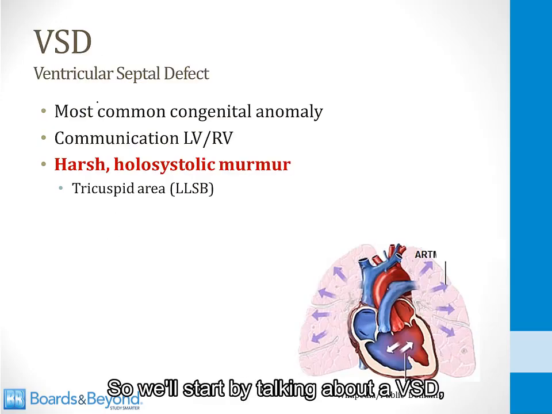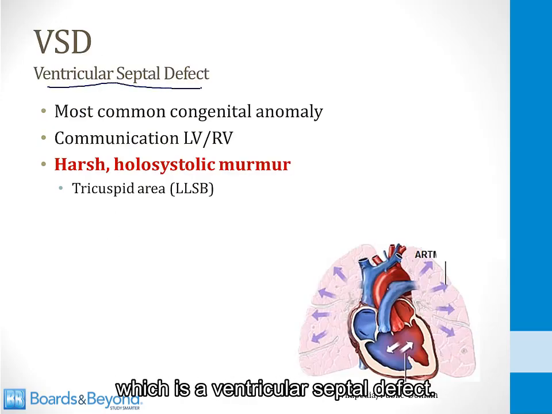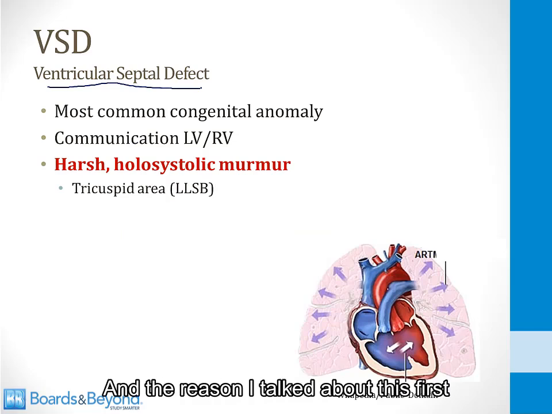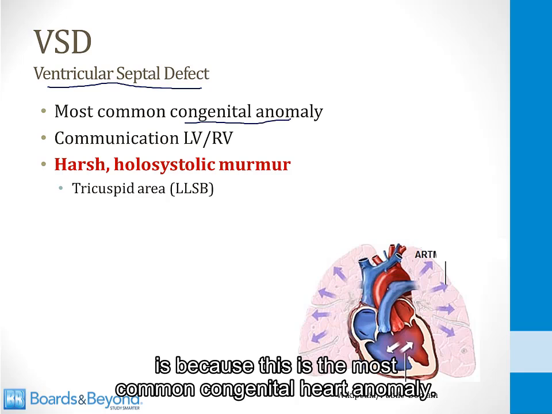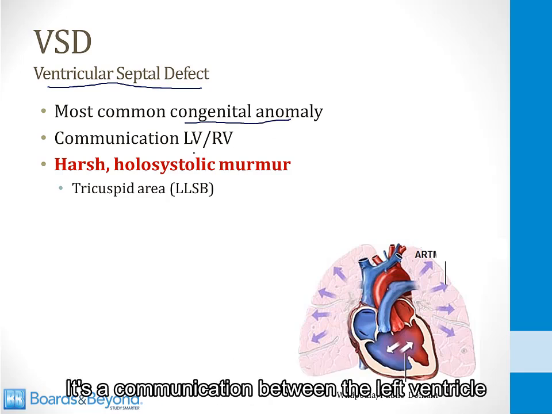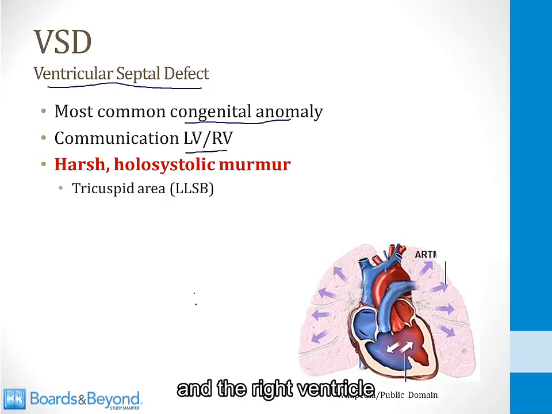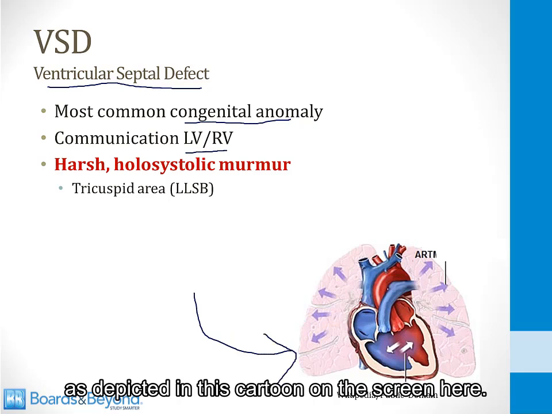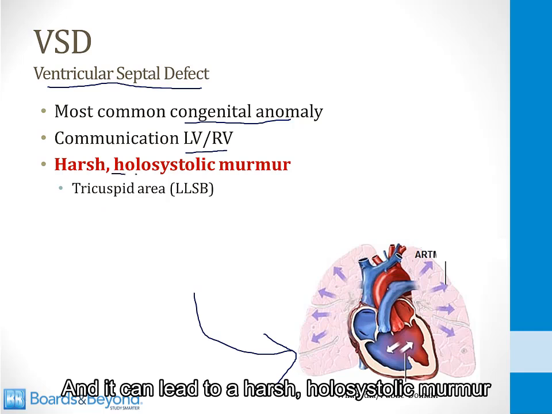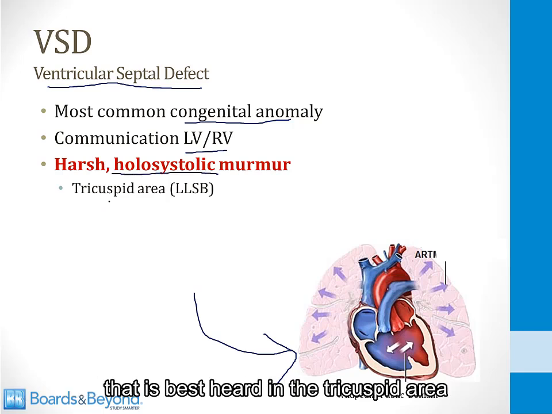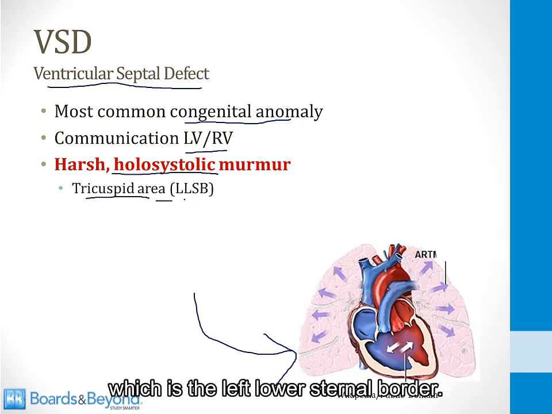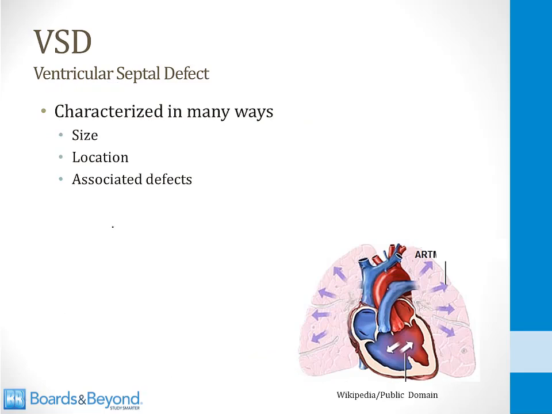So we'll start by talking about a VSD, which is a ventricular septal defect. And the reason I talk about this first is because this is the most common congenital heart anomaly. It's a communication between the left ventricle and the right ventricle, as depicted in this cartoon on the screen here. And it can lead to a harsh holosystolic murmur that is best heard in the tricuspid area, which is the left lower sternal border.